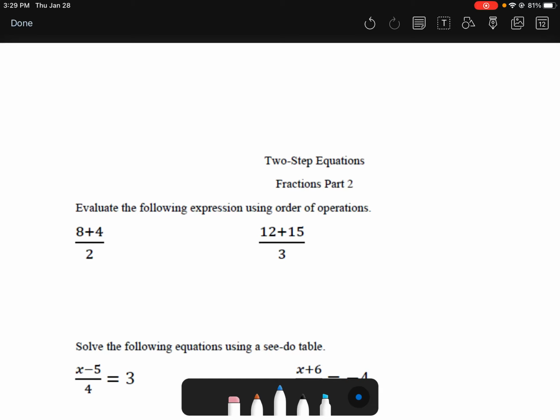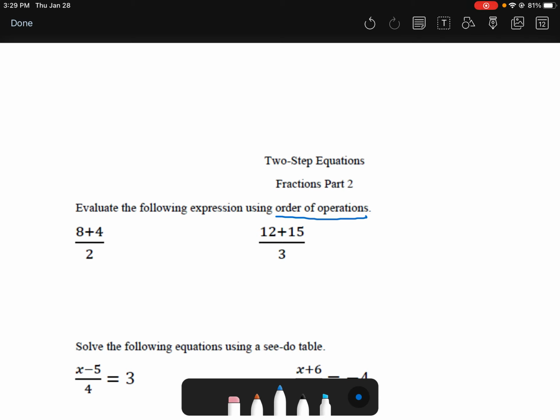Hey guys, so we're going to talk about part 2 of two-step equations with fractions. Remember I said something about when we're doing the CDO table, we're really looking at the order of operations. So I want to evaluate these two fractions below and just figure out what they're equal to.